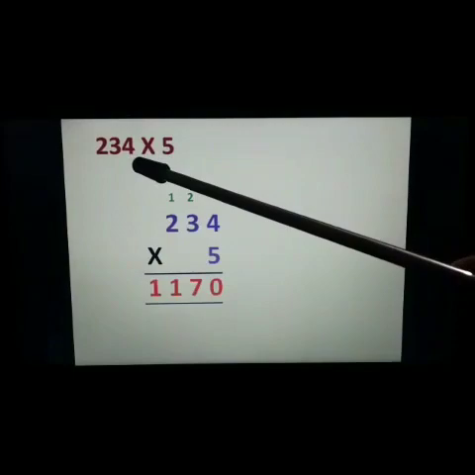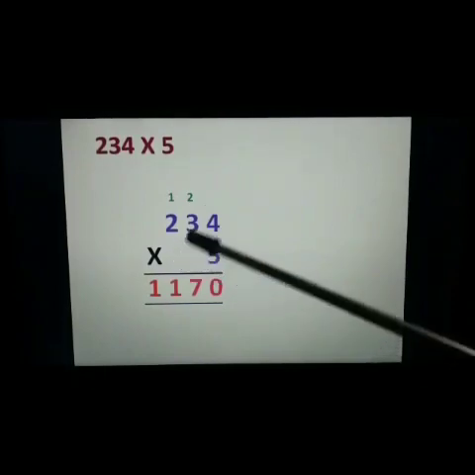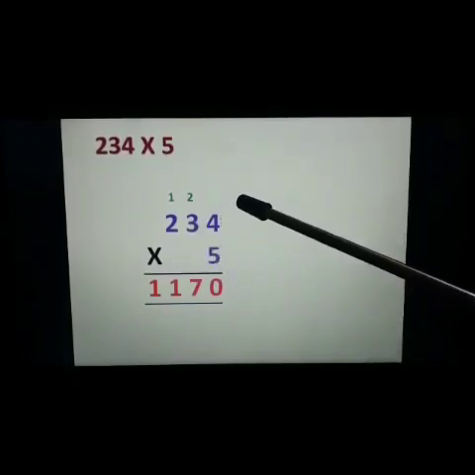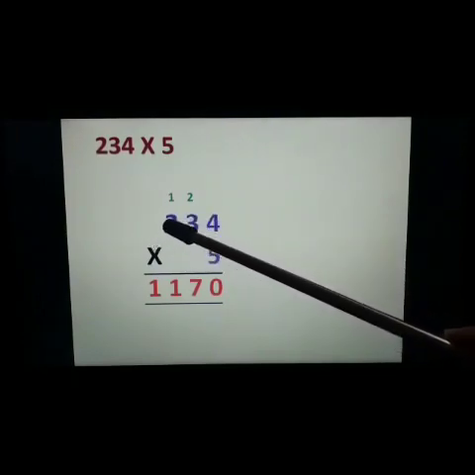That is 5. But we know the table of 5 only till 5 tens are 50. I don't know the table of 5 till 234. So how do I multiply this number? But still we can multiply it using the table of 5. How? Now here, 234 into 5. This is the ones place, this is the tens place, and this is the hundreds place.